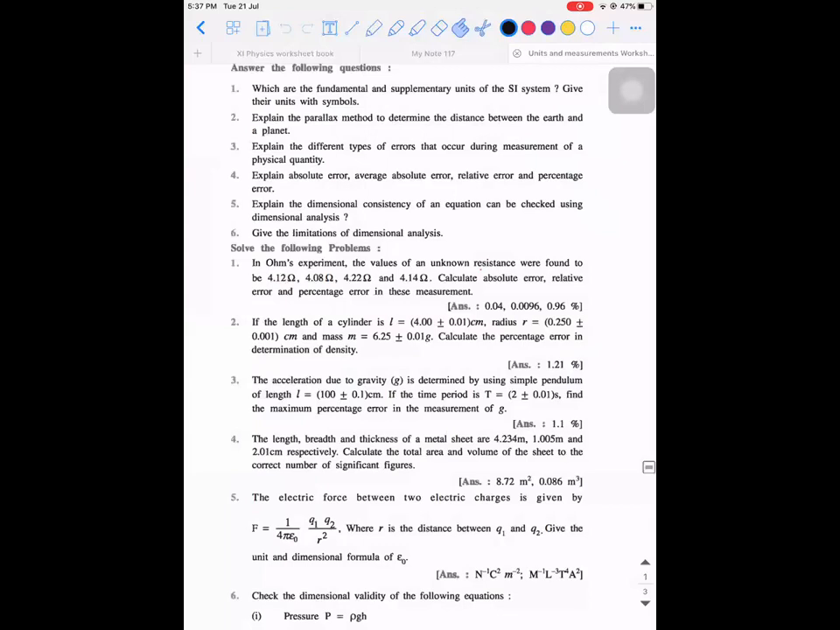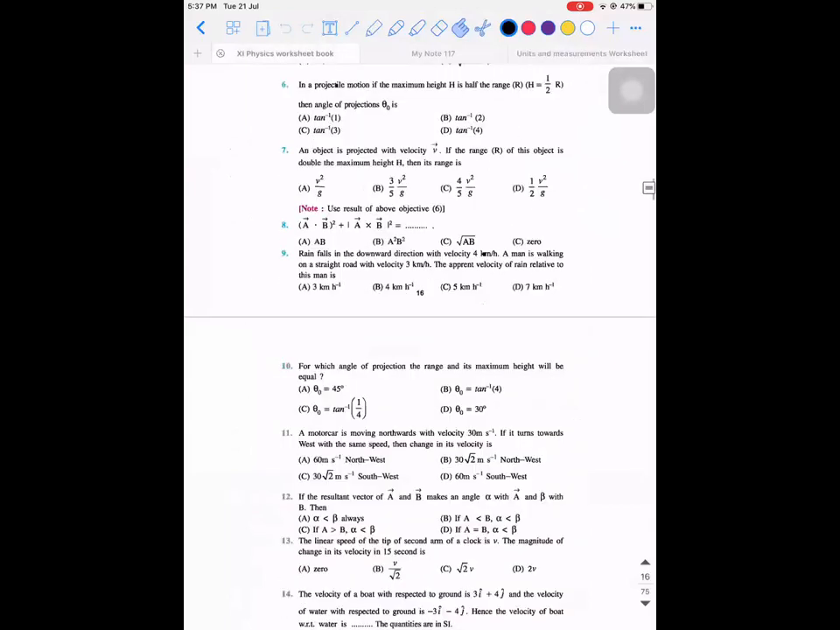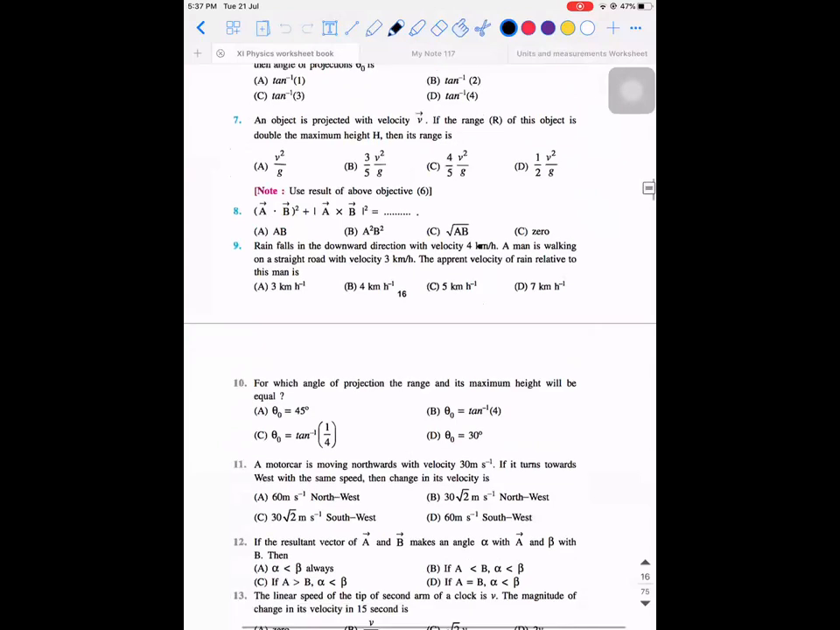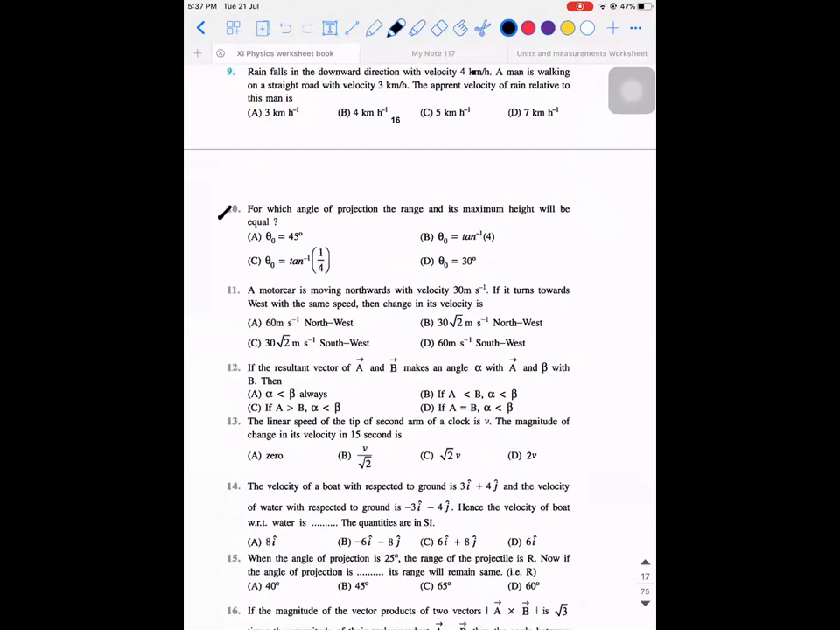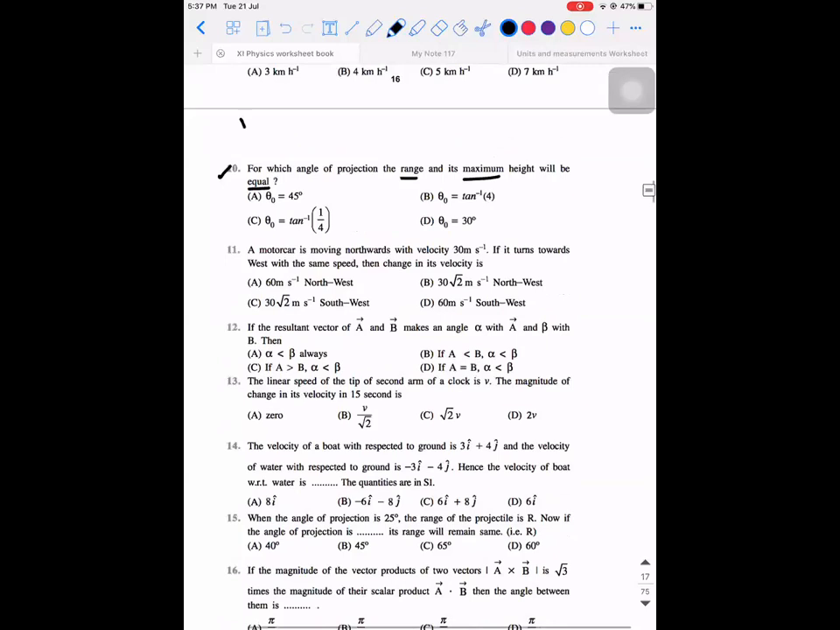Okay. Now let's do the next question. So 4v square divided by 5g is the answer. Similarly, look at the 10th one. You people try. For which angle of projection will the range and its maximum height be equal? You guys do and tell me.